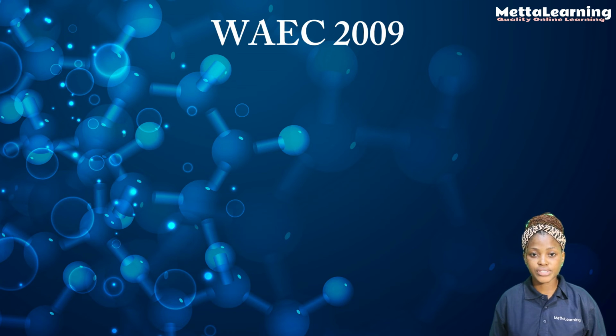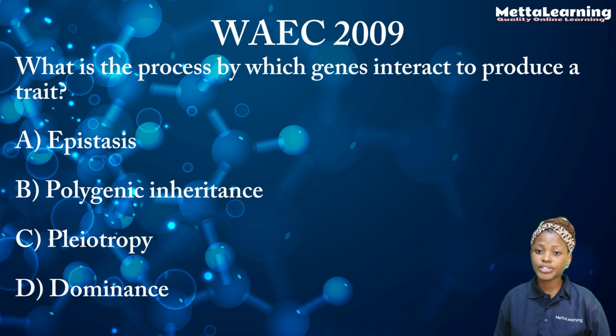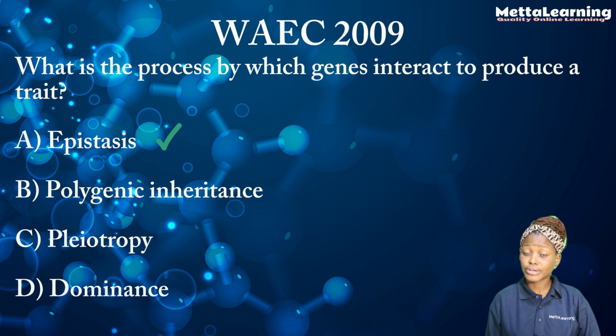2009, objective question 10. What is the process by which genes interact to produce a trait? Option A, epistasis. Option B, polygenic inheritance. Option C, pleiotropy. Option D, dominance. Epistasis is the correct answer.